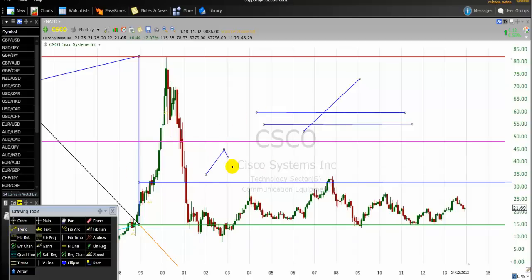1, 2, 3, 4, and 5. So, 1, 2, 3, 4, 5 waves. The first wave, the third wave, and the fifth wave are what we call impulsive waves. First wave, second wave, third wave, fourth wave, fifth wave form what we call the motive wave.